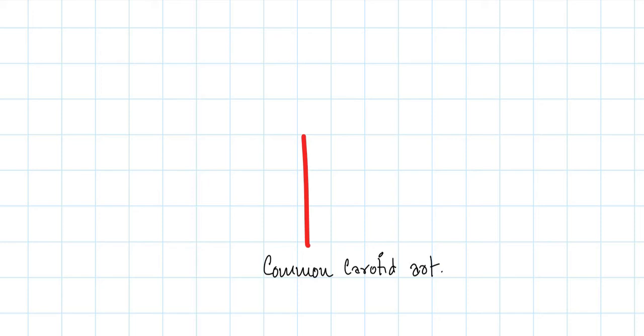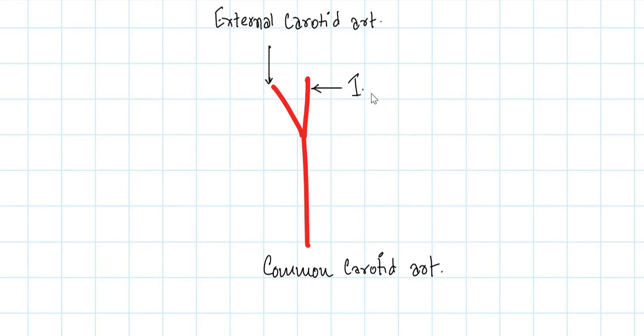Now this common carotid artery divides into two branches. It will divide into an external carotid and an internal carotid artery. The external carotid is outward, pretty much outward. So this is the external carotid artery. Let's write somewhere different. This is the external carotid artery, and this artery is the internal carotid artery.